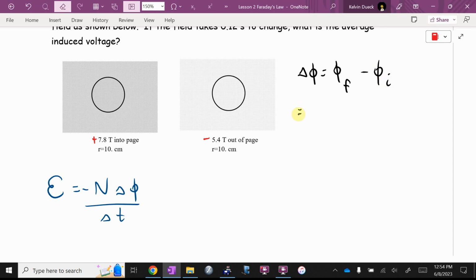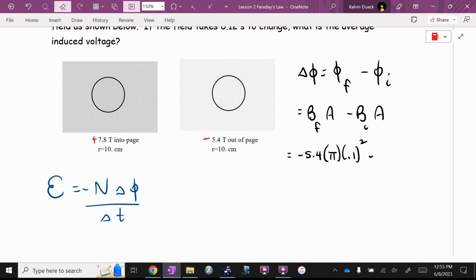It's going to be magnetic field final times area minus magnetic field initial times area. Ethan, what's the final magnetic field? Careful. Good. Negative 5.4. What's the area of a circle? Pi and r is 0.1 squared. Yes. Minus, what's the initial magnetic field?